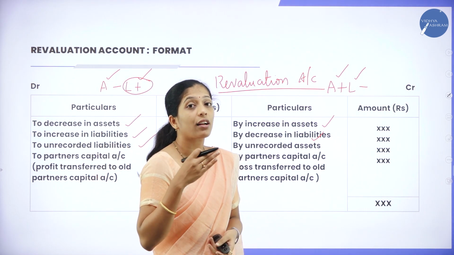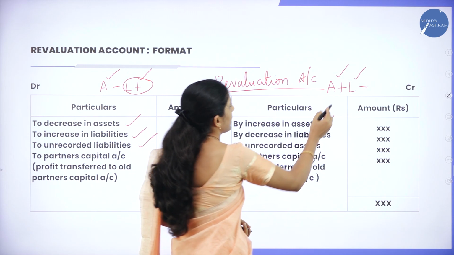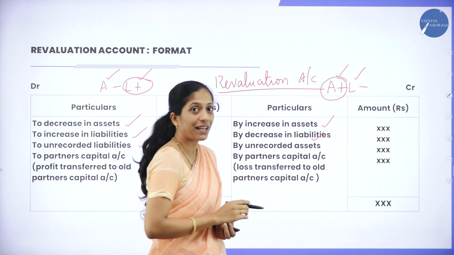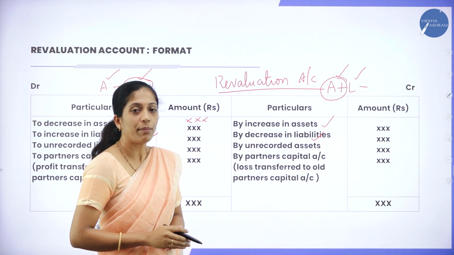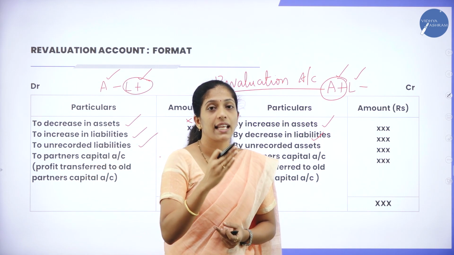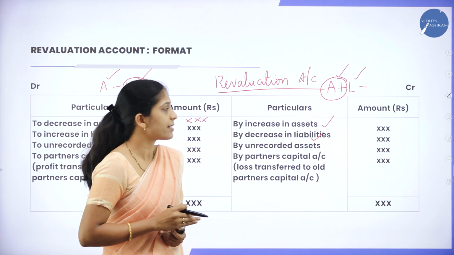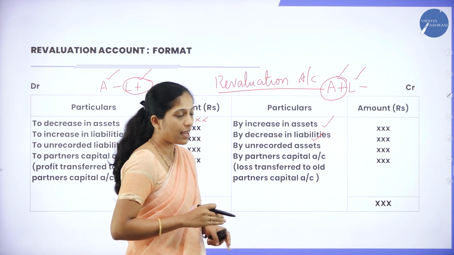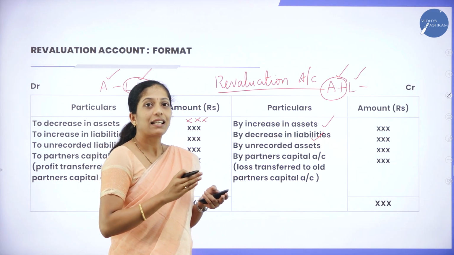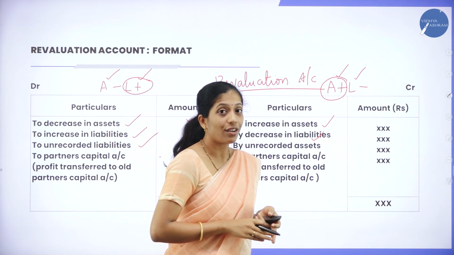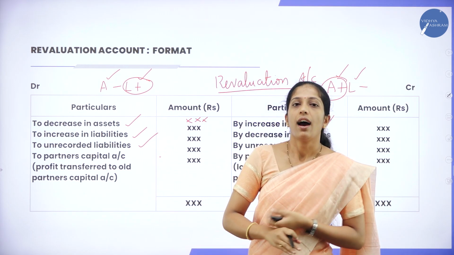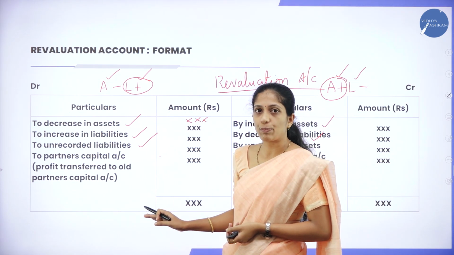In the same way, unrecorded asset. So unrecorded asset in the sense what? A new asset has entered into a partnership firm. So here the total asset increases, right? So A plus. So by unrecorded asset. Now these are the 6 items that you have to record in your revaluation account. After that, you have to balance both the sides.